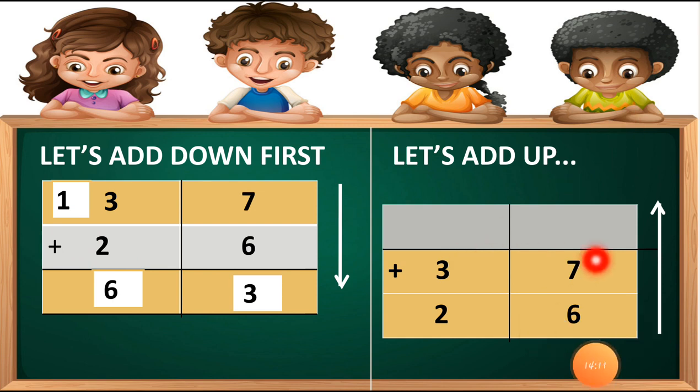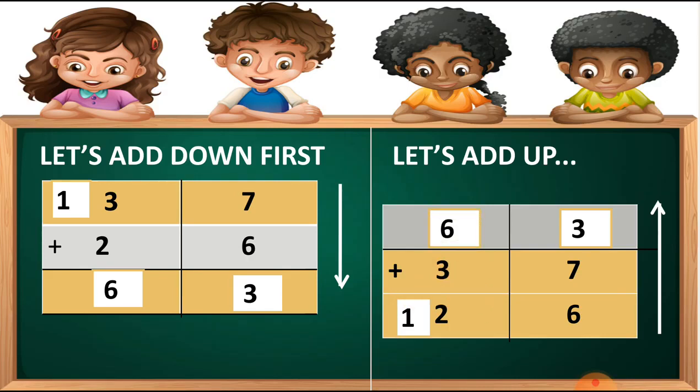Here 37 plus 26. Let's add up in the second step, students. So here we take 6 first. 6 plus 7 is equal to 13. So I write number 3 at the ones column. Then put one as a carry forwarded number at the tens column. Now students, let's add the tens column, which is 1 plus 2 plus 3 is equal to 6.